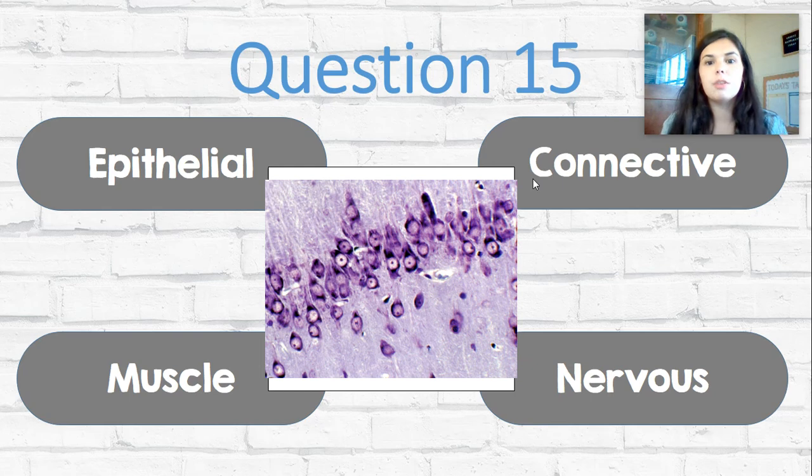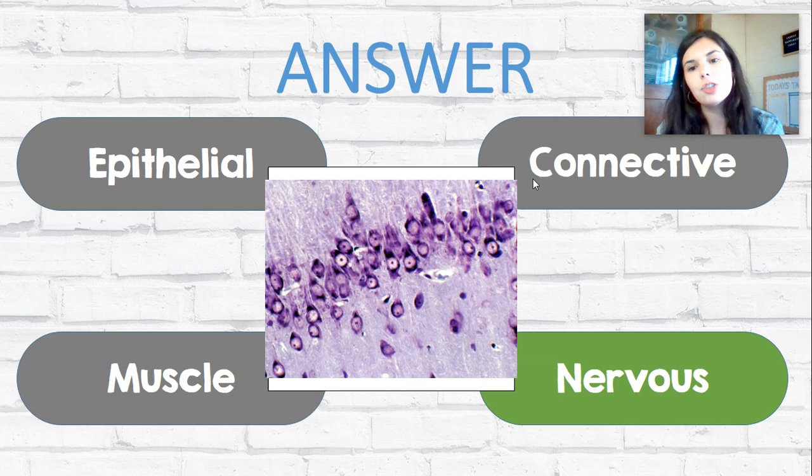And last question, number 15, what type of tissue is this? Hopefully you're keeping track of how many points you have. Okay, everybody got it. Here is your answer. Nervous tissue. Okay, so that is our review game for the day.